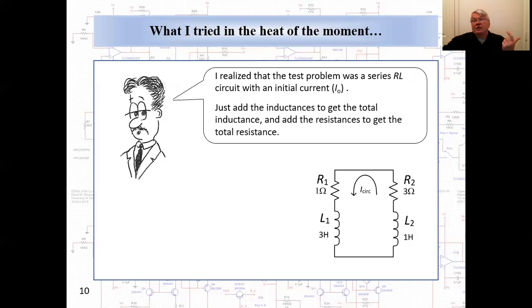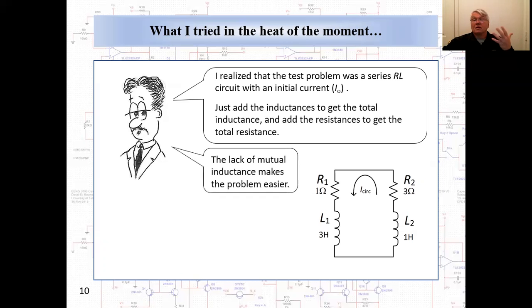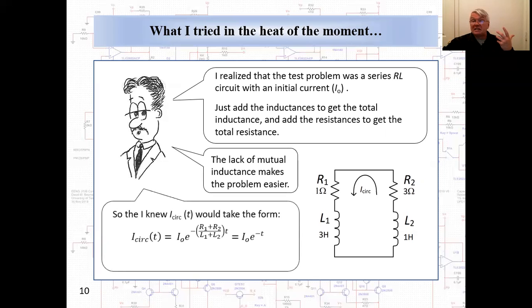And the time constant was easy to compute because you just add the inductances to get the total inductance and add the resistances to get the total resistance. The fact that there were no mutual inductances made the problem much easier. So I knew that the solution would take the form of some initial value of current times e to the minus t over tau. So far, so good.